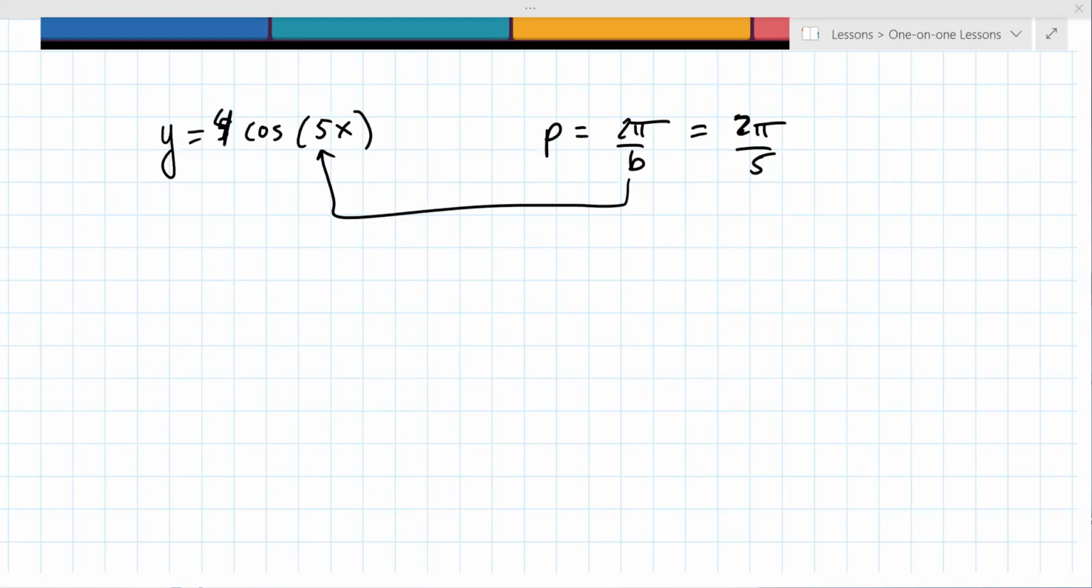Half the distance between the max and min. Oh, okay. It's amazing how seeing it helps.